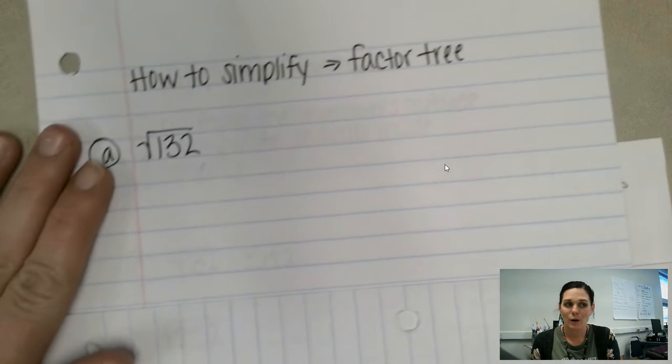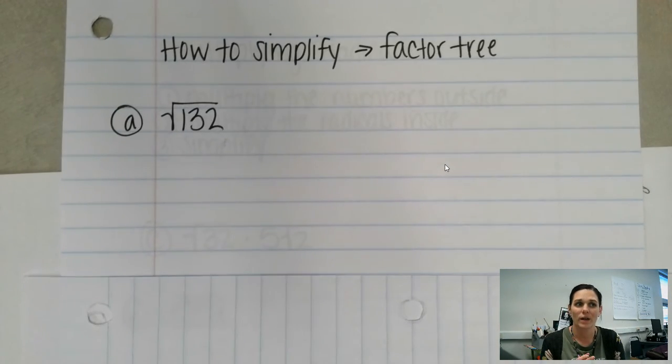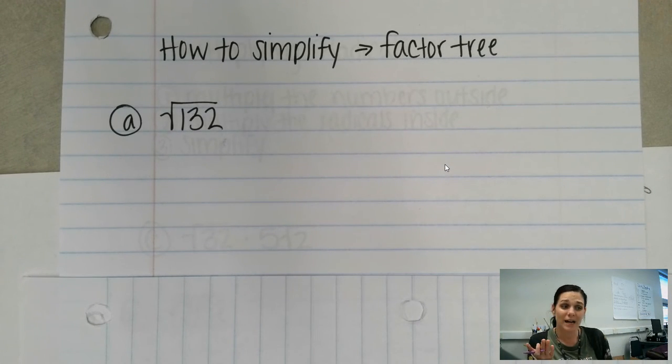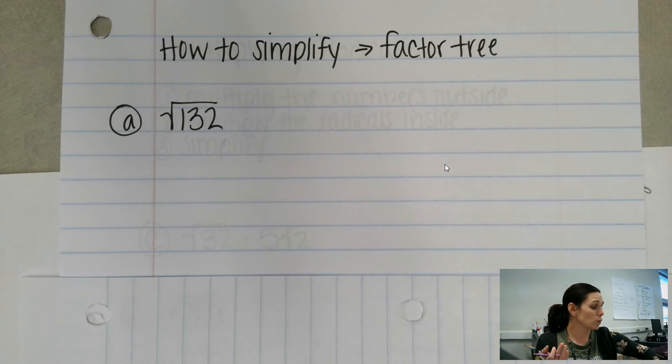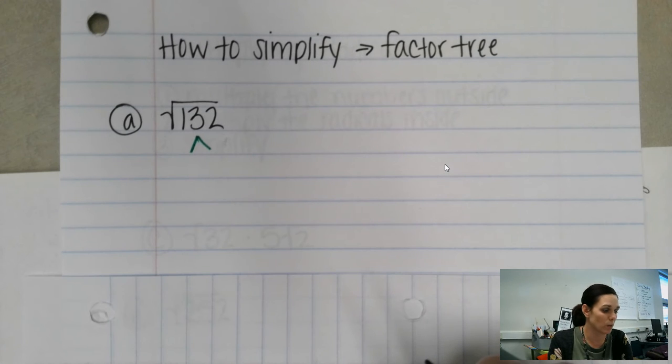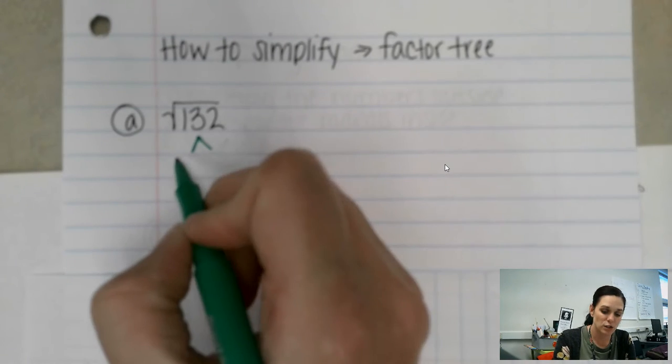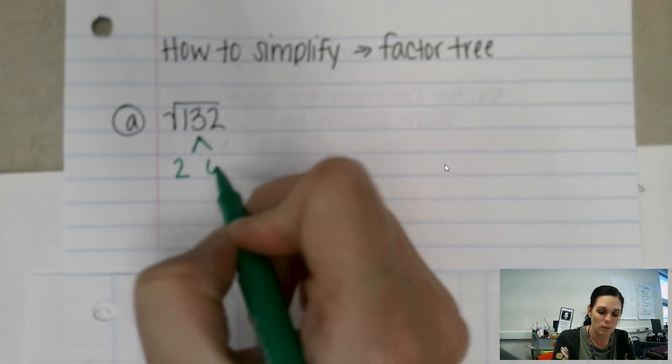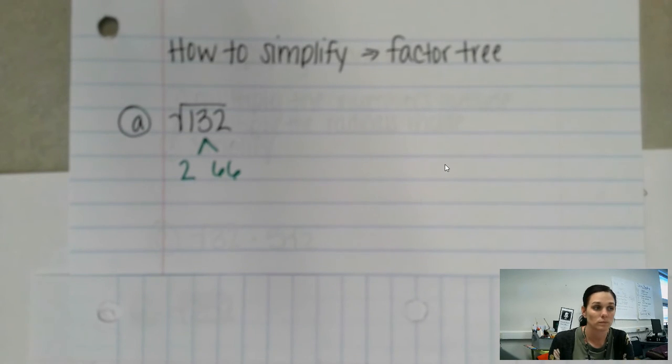All right, so what we're going to do is take a look at how to simplify and what this actually means. And I'm going to go back to the days of 6th grade when you created factor trees. Okay, so let's go ahead and make a factor tree for the number 132. All right, so I see right off the bat that 2 can go into this. So I'm going to say 2, and I believe that would be 66.